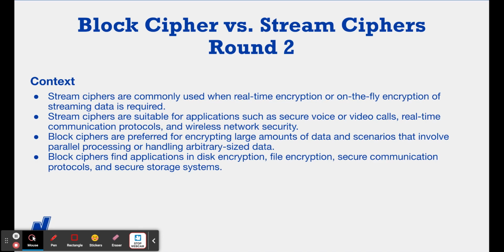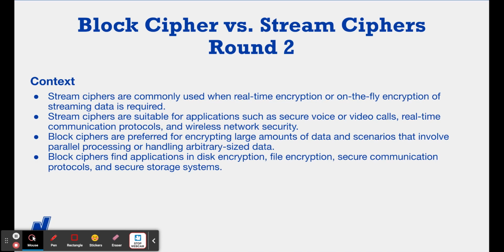So if we do video chats, stream ciphers are well suited for encrypting voice or video calls in real time, ensuring the confidentiality of the communication. Real-time communication protocols is another. Stream ciphers find applications in messaging applications or real-time communication protocols that require encryption of data as it is being transmitted. Another one is wireless network security, where stream ciphers are commonly used to secure wireless network communication, protecting the data transmitted over Wi-Fi or other wireless protocols.